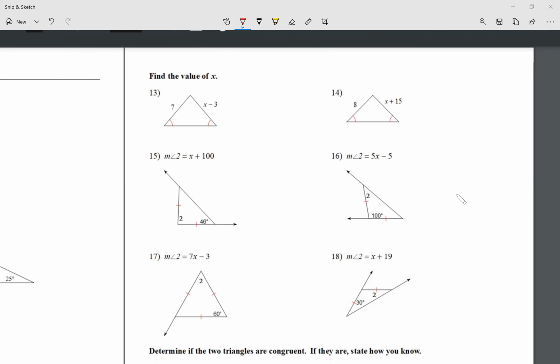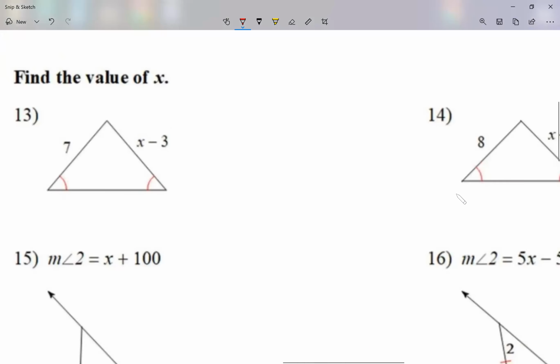Now we're going to be looking at isosceles and equilateral triangles, questions 13 through 18. Now, isosceles, let me just come and say it. Isosceles triangles have two angles that are equal.